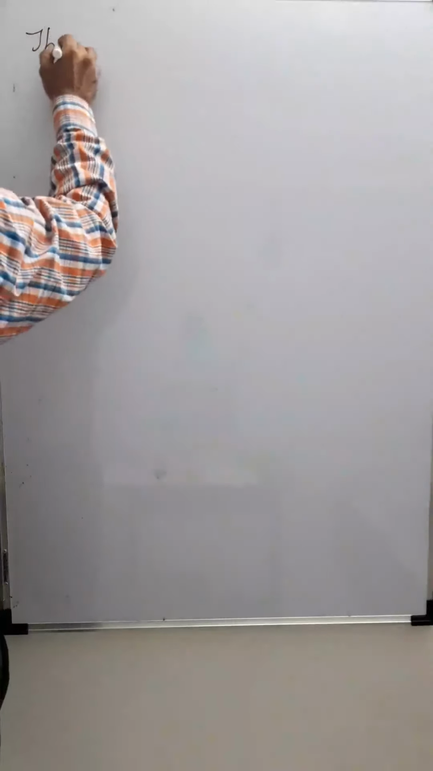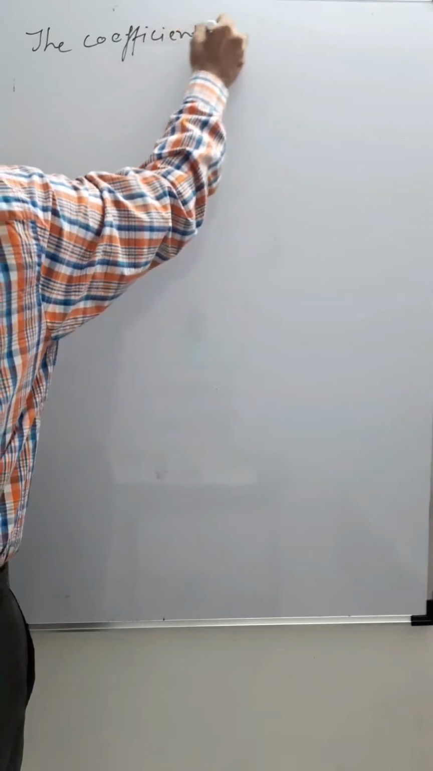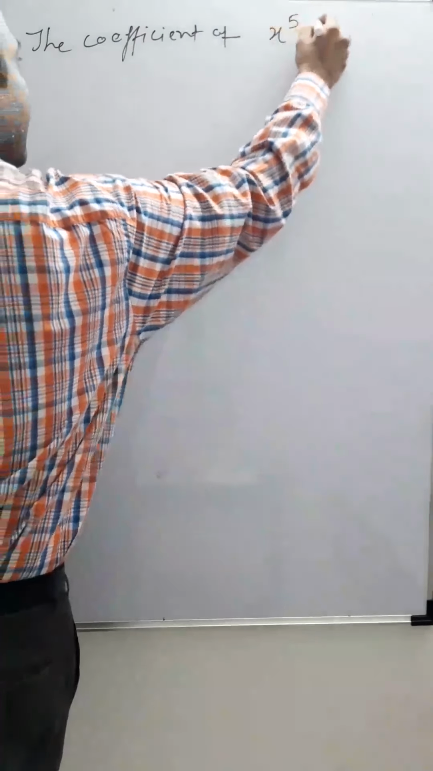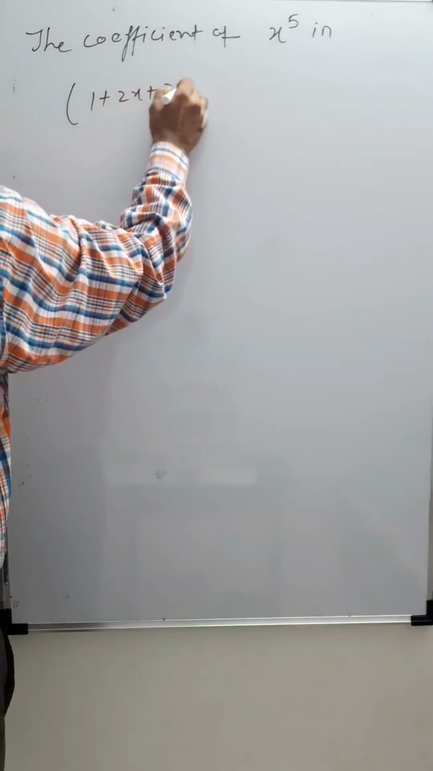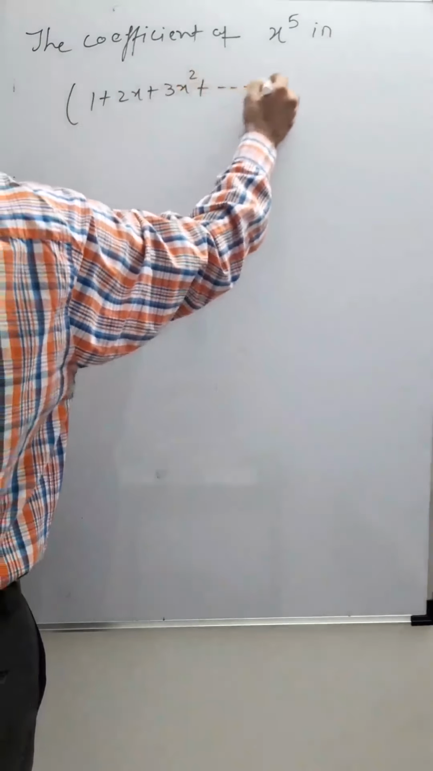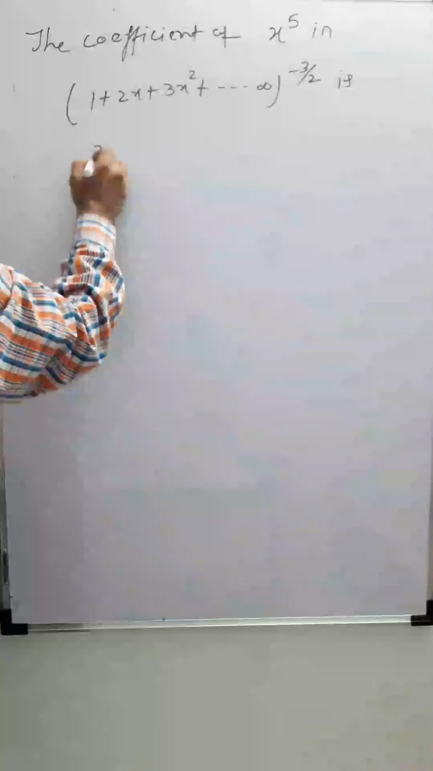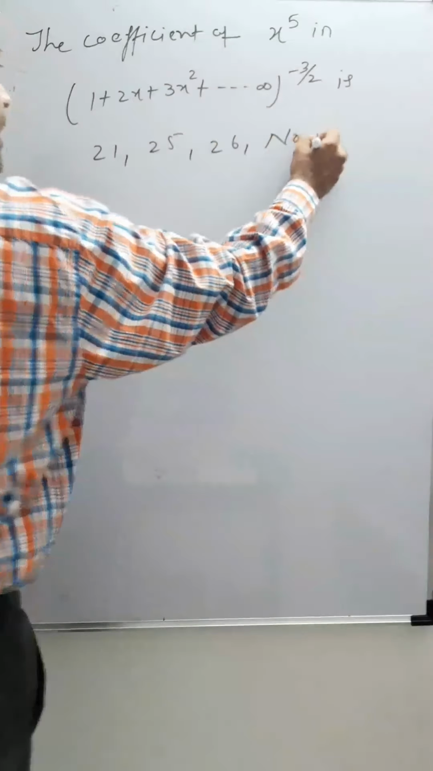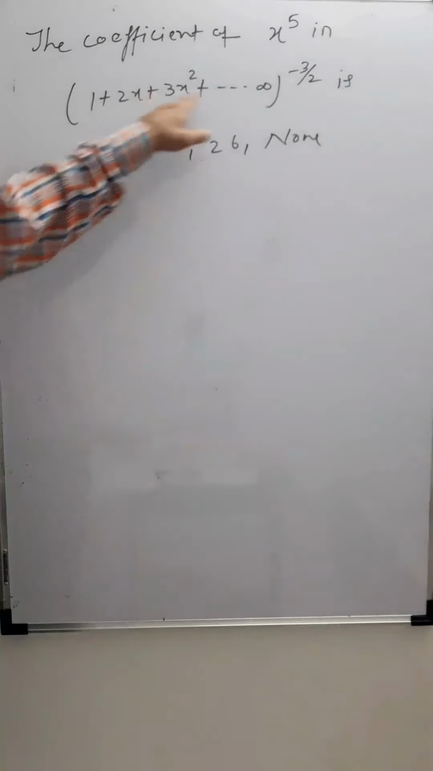The coefficient of x to the power 5 in 1 plus 2x plus 3x square plus dot dot dot, to the power minus 3 by 2, is: 21, 25, 26, none. The coefficient of x to the power 5 in this expansion.